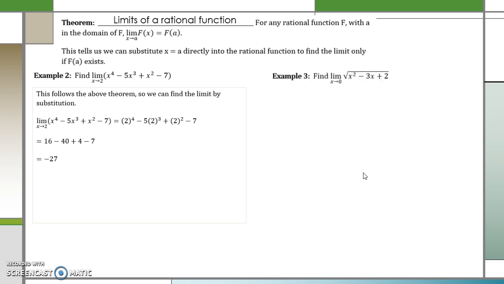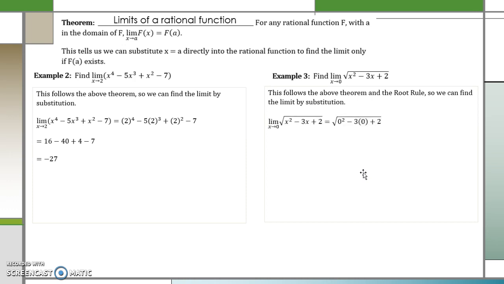Let's find the limit as x approaches 0 of the square root of x squared minus 3x plus 2. This follows the above theorem in combination with the root rule, so we can find the limit by substitution. So I'm going to substitute 0 in everywhere where we see x. 0 squared minus 3 times 0 plus 2 gives us the square root of 2.